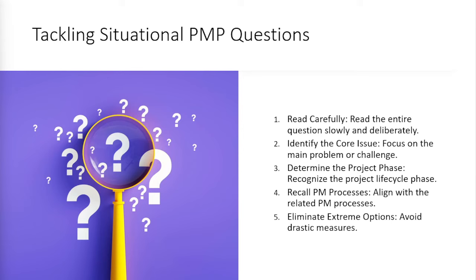So I want to encourage you to understand the processes as opposed to cramming the processes. Okay. There's no need to cram them. There's no need to cram the ITTOs. That era has gone. Number 5, eliminate extreme options. Some of the options that say never or always are flat out wrong, and you can tell that right from the get-go.